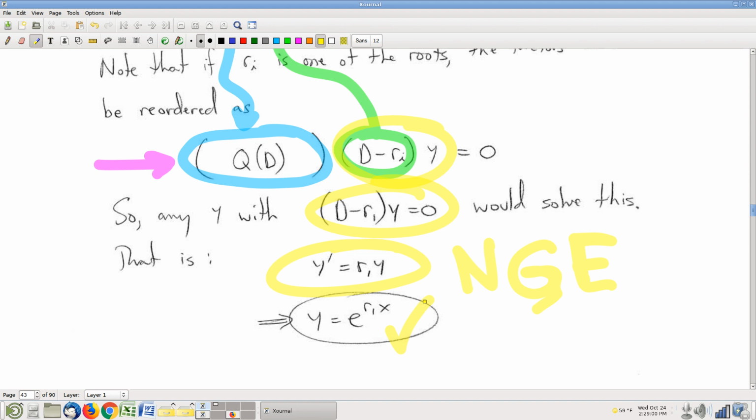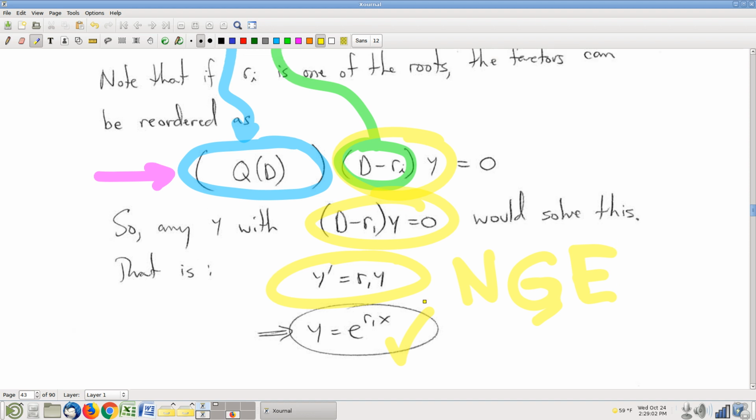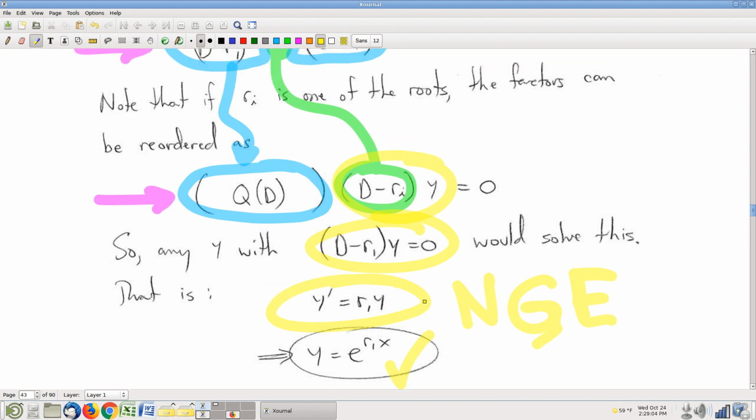So this is a motivation for why it was not such a bad idea to try exponentials in the first place. Had we not had the good fortune to have guessed exponentials, this analysis would have gotten us down to exponentials by itself.